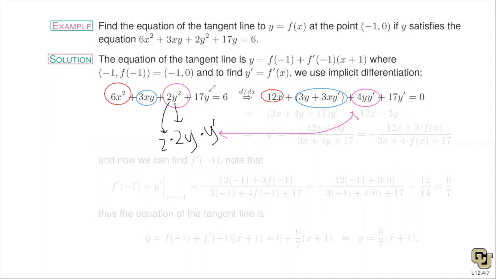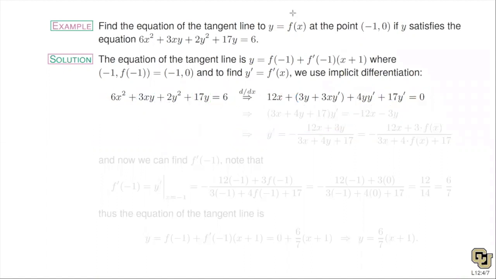And then for 17y, the derivative is just 17 times the derivative of y with respect to x. The derivative of y with respect to x is dy dx or y prime. And of course, the derivative of 6, we get a freebie there. The derivative of 6 is just 0. So this first line is all the calculus. The rest of it now is just algebra.